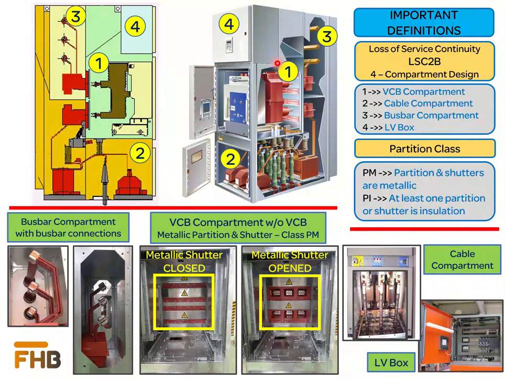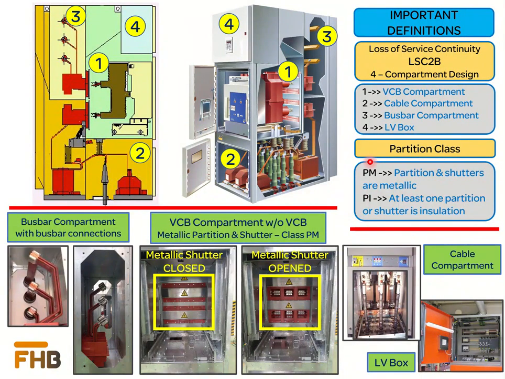All the compartments are segregated either using metallic or non-metallic partitions. If the partitions and shutters are metallic, then the switchgear is classified as partition metallic or PM class under the IEC 62271-200. If one of the partition or shutter is non-metallic, then switchgear is classified as PI class under IEC 62271-200. It is important to mention that modern air-insulated switchgear are designed with partition class PM.